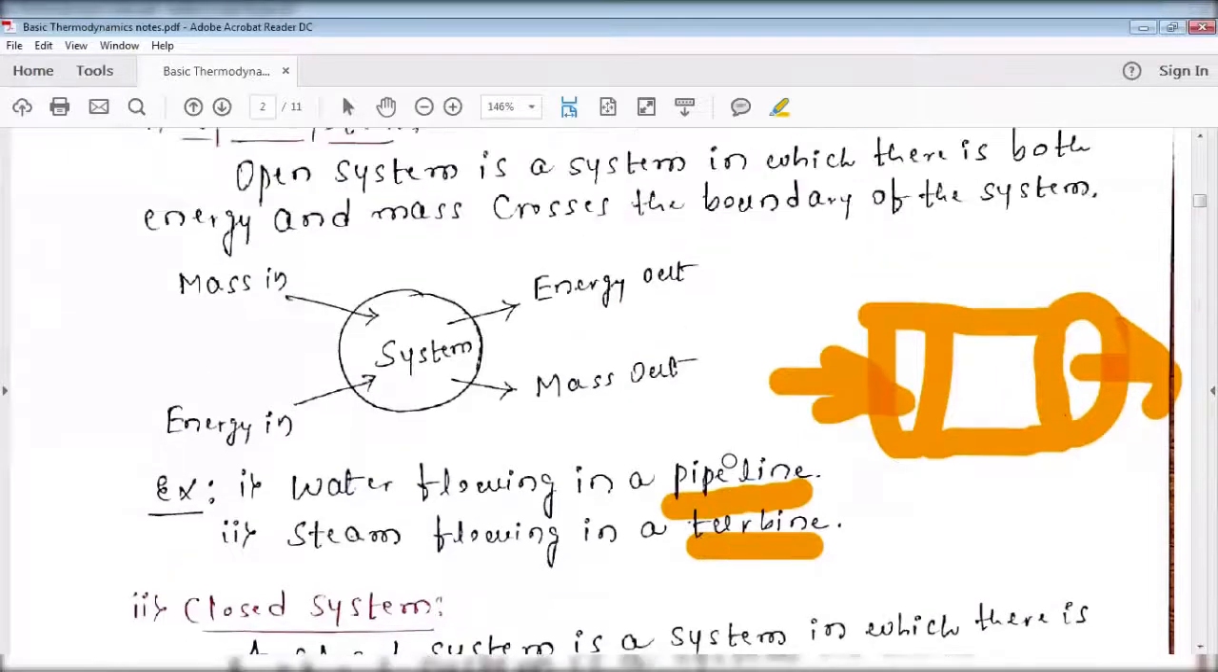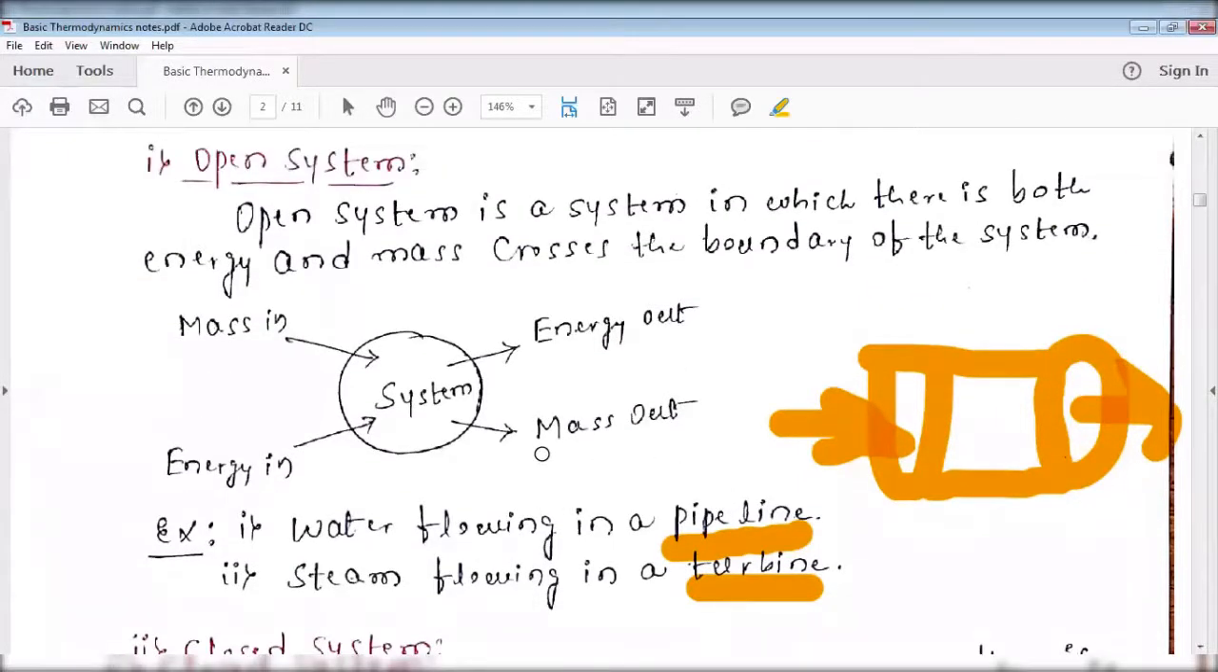And the best example for an open system is a fountain pen while writing. Whatever pen you are using for writing, that pen comes under an open system. Why is it an open system? When you start writing on the paper, ink is coming out, right? From that pen, ink is coming out. That is mass. And that pen is moving with a certain velocity. Your hand is moving with a certain velocity while writing, so it has kinetic energy. Both mass is coming out as well as kinetic energy. Such systems are called open systems.